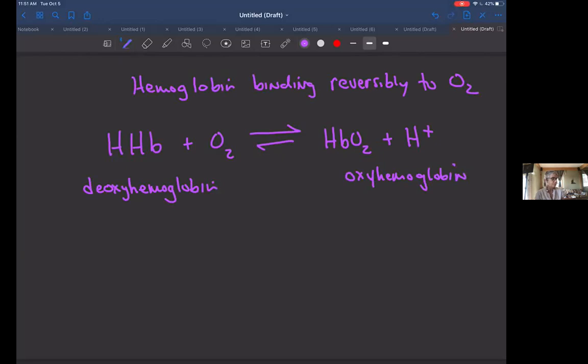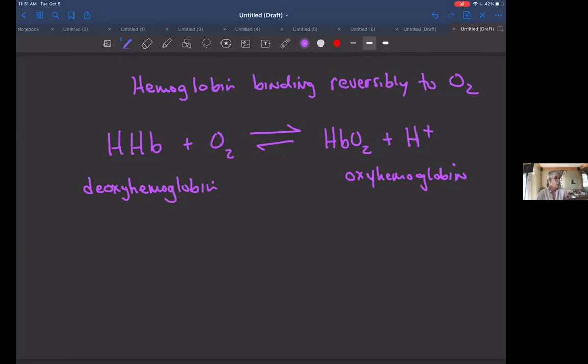Okay. When it binds, it changes to a slightly different color, right? So oxygenated blood tends to be bright red. Blood with low oxygen levels tends to be a dark red. So it is really not blue. The blood in our veins just looks blue because of the way the color is reflected through our skin.